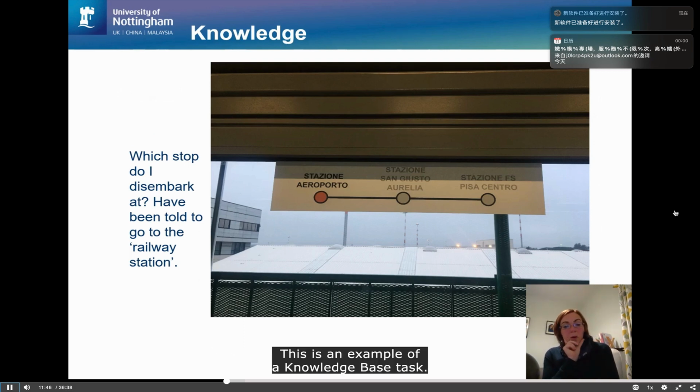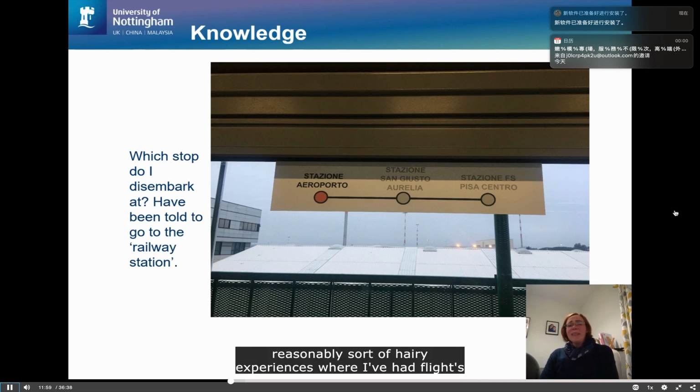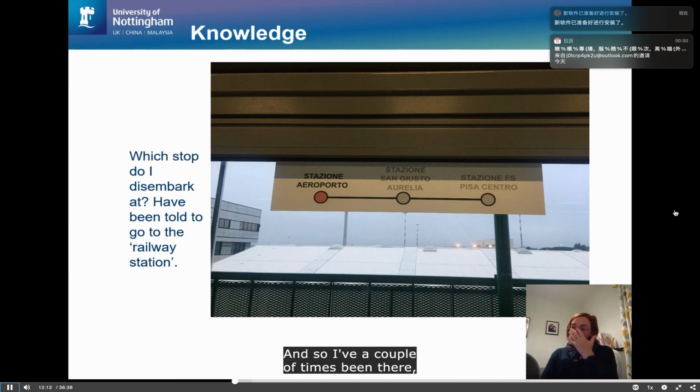This is an example of a knowledge-based task. This is somewhere that oddly I'm very familiar with. I don't do that much travel, but it does seem that whenever I do travel, I seem to go via Pisa Airport. And I've had a couple of reasonably hairy experiences where I've had flights delayed or even diverted, and then I've ended up back at Pisa by a coach trip or something like this. And so I've a couple of times been there on my own, and I've needed to work out how to get from Pisa Airport in Italy to the centre of Pisa.